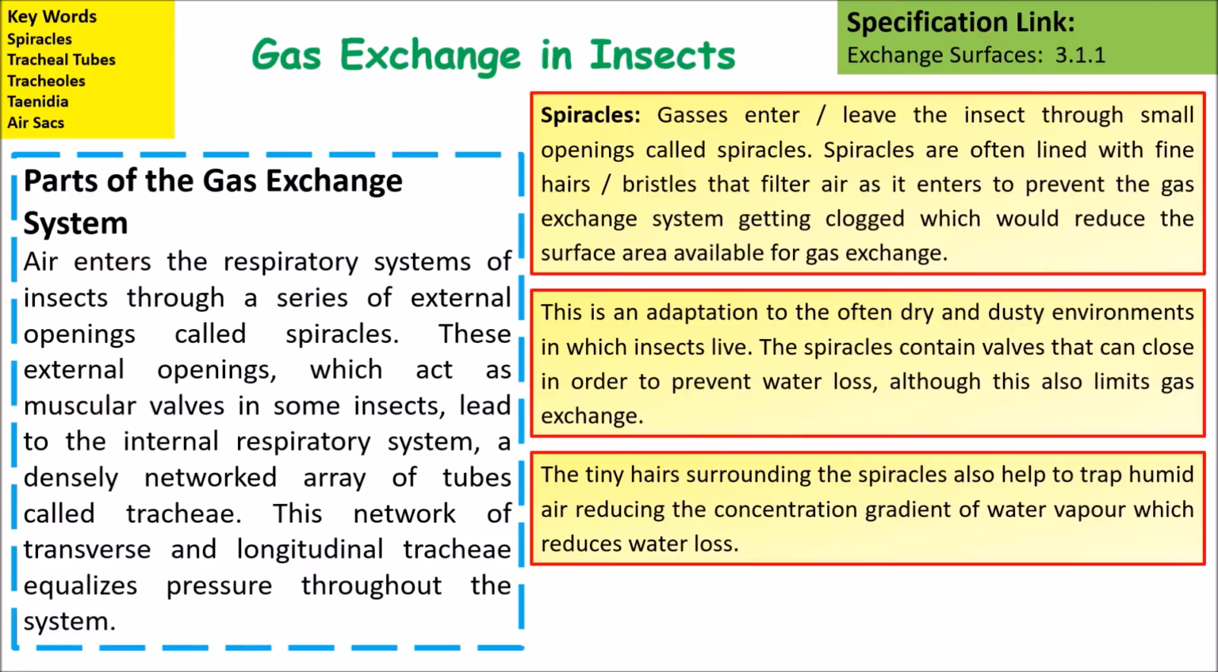Gases enter insects via openings called spiracles. These are small holes in the surface of the insect's thorax through which air enters and leaves. The tiny holes also have hairs and other adaptations that stop them from getting clogged up with things like dust. The tiny hairs surrounding the spiracles also help trap humid air, reducing the concentration gradient of water vapour, which helps reduce water loss from the insect.